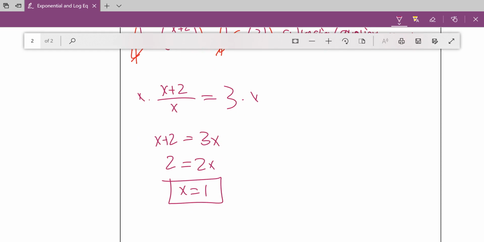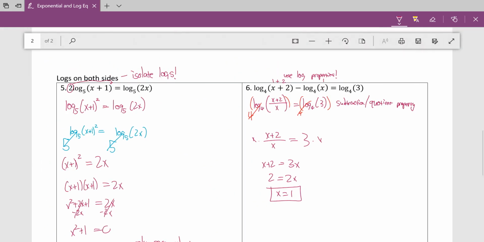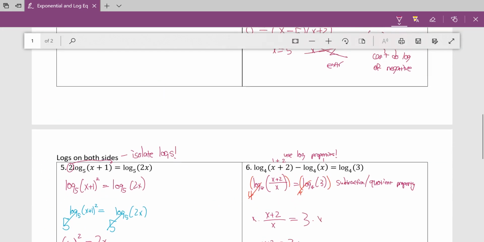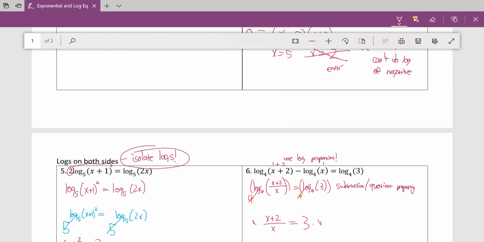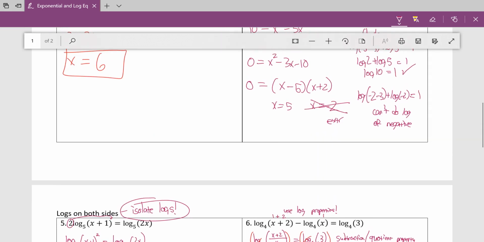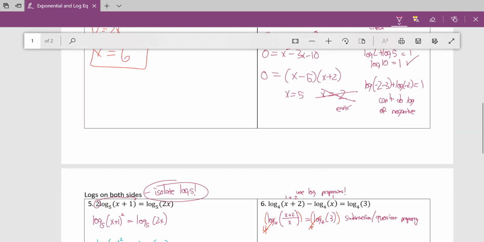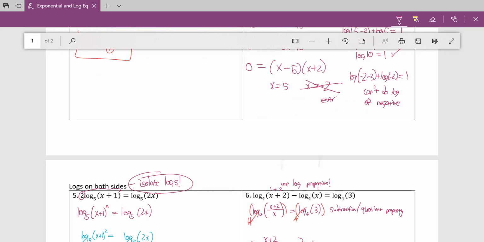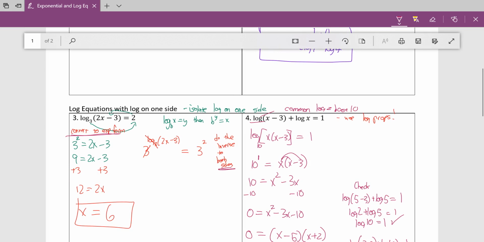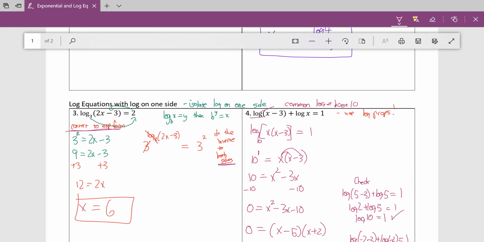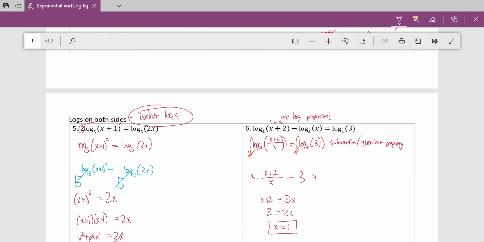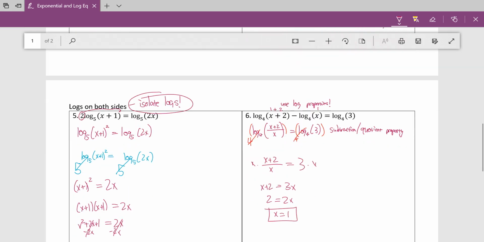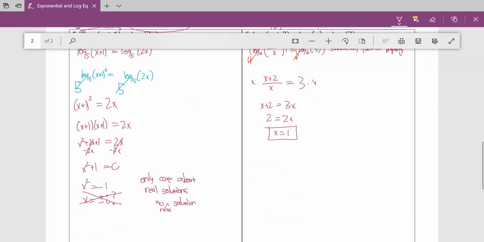Okay, so in summary, when we have equations with logs, we have to isolate the logs on one side or both sides. So we need to have at most one log on each side of the equation. So if it has one log, we need to isolate it. If it has two logs, we need to make sure that we don't have a coefficient or two logs subtracted or added. And then a lot of times these require log properties.